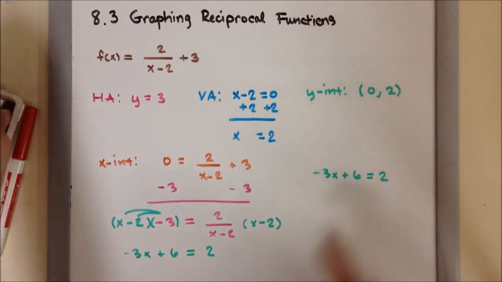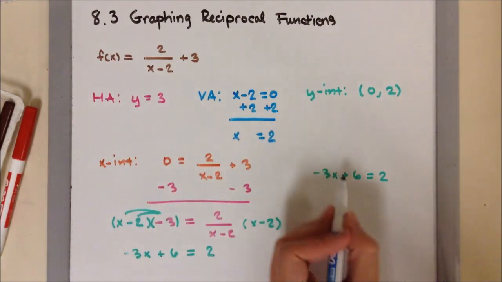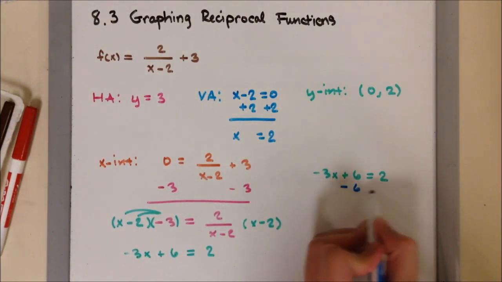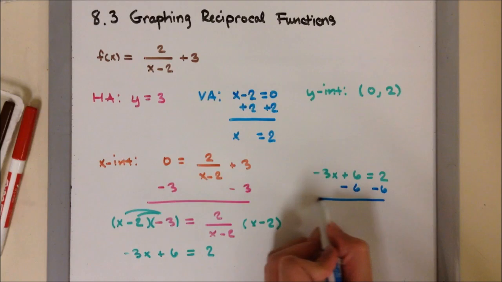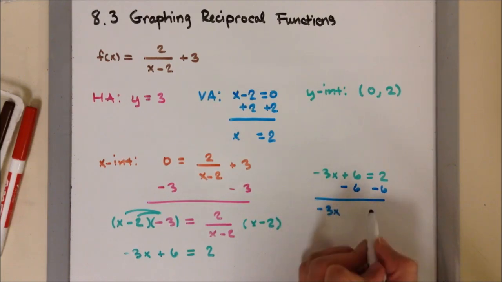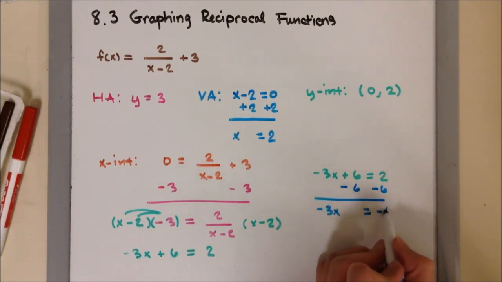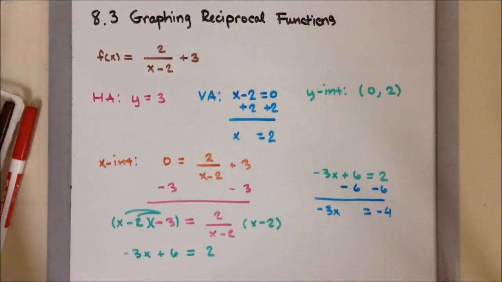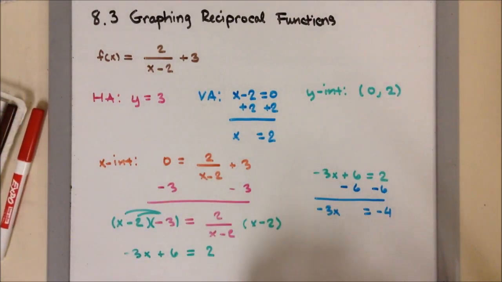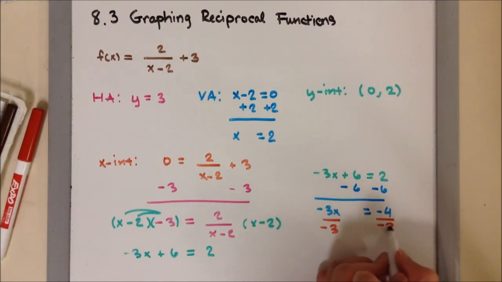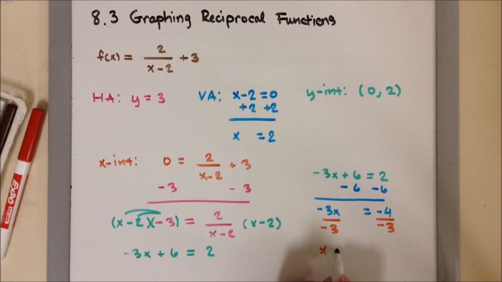So when I'm solving for x, I'm going to cancel out the 6. So minus 6 on both sides. So it's going to be negative 3x equals 2 minus 6, which is negative 4. Then I'm going to divide both sides by negative 3. So it's going to be x equals negative 4 divided by negative 3, which will be positive 4 over 3. So my coordinate point will be (4/3, 0).